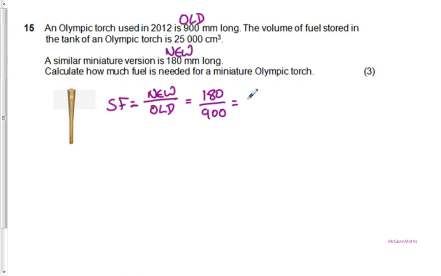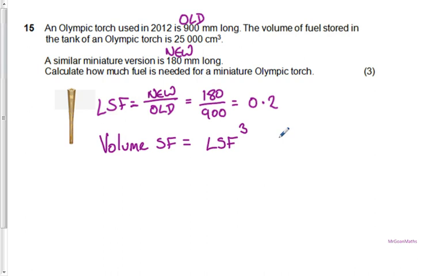And you can get that through cancelling as well. 18 over 90 is 2 over 10, which is 1 over 5, which is 0.2. Now that is our linear scale factor. At National 4, that would have been enough. However, at National 5, we need to know the relationship between linear scale factor and volume scale factor. And the volume scale factor is the linear scale factor cubed.